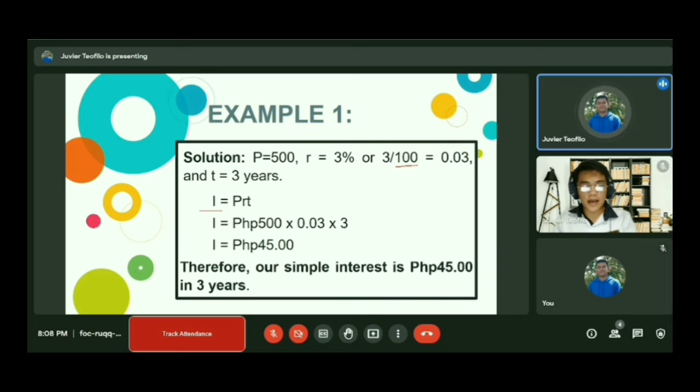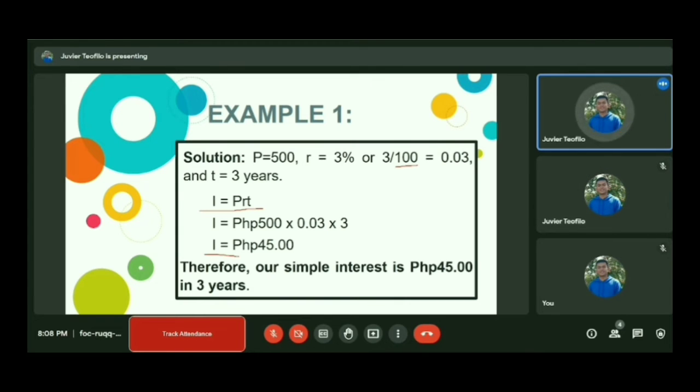So, we have the formula of interest, I is equal to PRT. Substituting the given, I is equal to 500 pesos times 0.03 times 3. So, we have 45 pesos. Therefore, our simple interest is 45 pesos in 3 years.